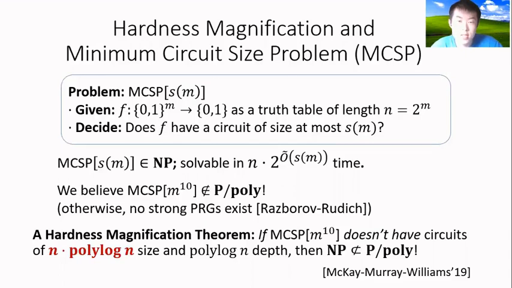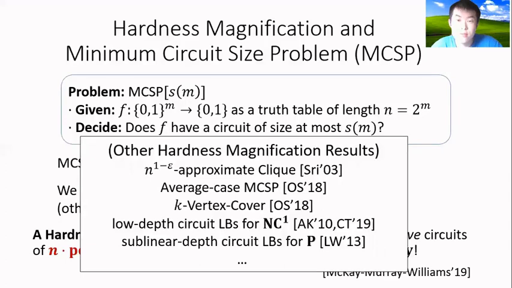And there has been a lot of research along this line. For example, if we could show that approximating max clique requires superlinear size circuits, then it would also imply NP is not in P/poly. And there are many other similar results which apply to different kinds of languages.